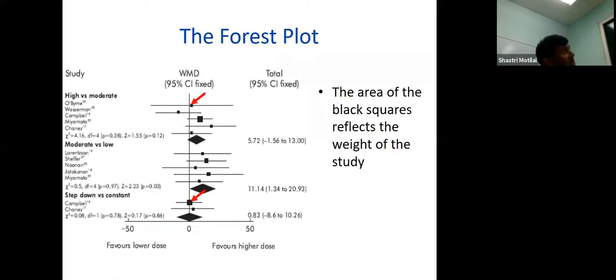The squares, if you notice, vary in size. This one's small, this one's small, this one kind of big, this one kind of in between. So what the black squares, or the area or the size of the squares, refer to is the weight of the study. Sometimes a meta-analysis like this combined 1, 2, 3, 4, 5 studies. If all studies were weighted equally, each study would be weighted 20%, 5 studies. But they don't do that in practice.